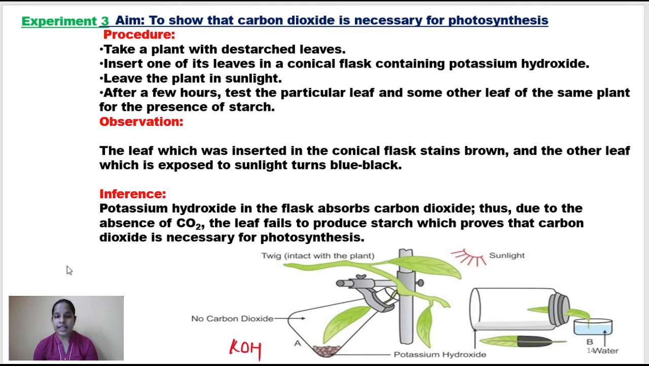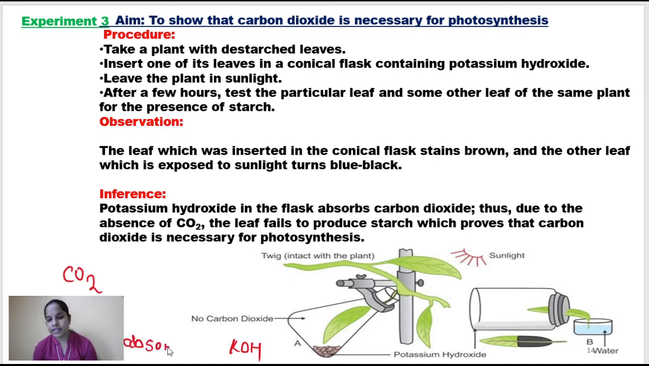So we see that CO2 is also essential for photosynthesis to take place. A very important thing you need to keep in mind is that in experiment-based questions, the board always asks: what is the role of KOH in this setup? The role of KOH is to absorb the CO2.